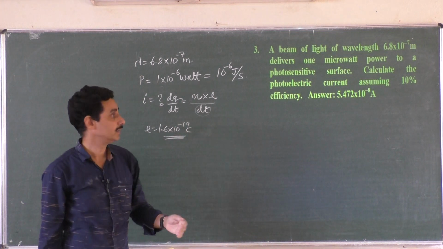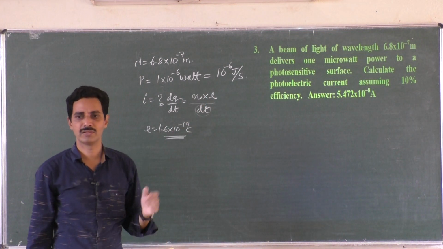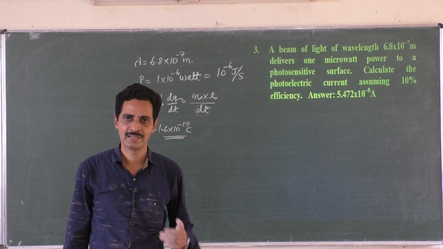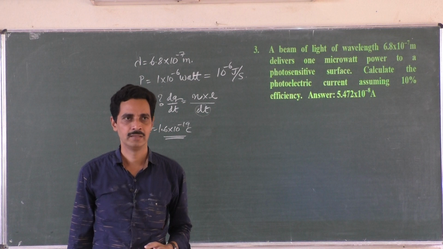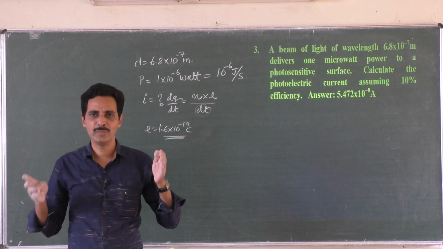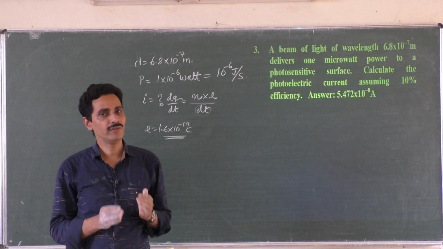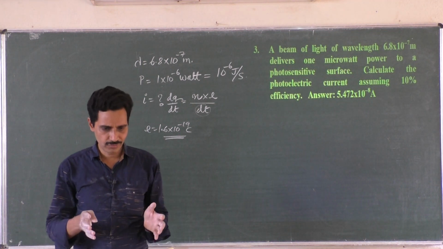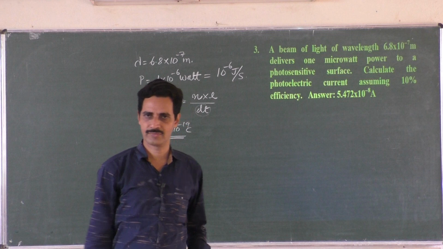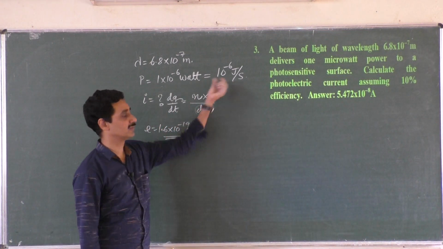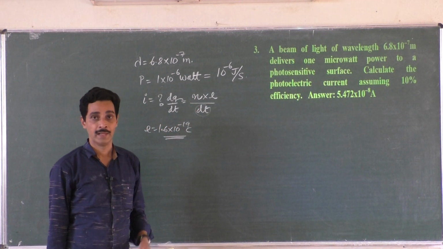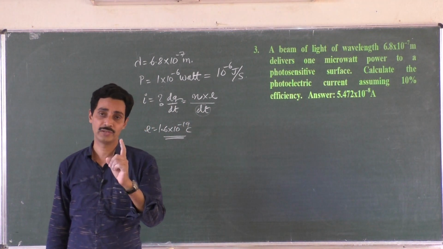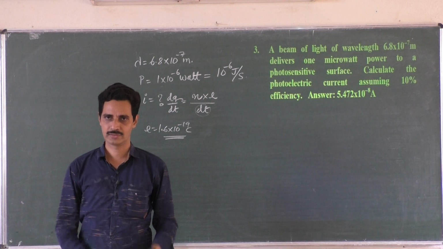In every second, it is delivering an energy of 10 to the power minus 6 joules. What do you mean by delivering an energy of 10 to the power minus 6 joules by a bulb or a light? Light contains so many photons. Every photon will contain so much energy. All the photons together will put the energy on the surface. That energy is 10 to the power minus 6 joules per second, and it is not from one photon. It is by the collection of many photons.